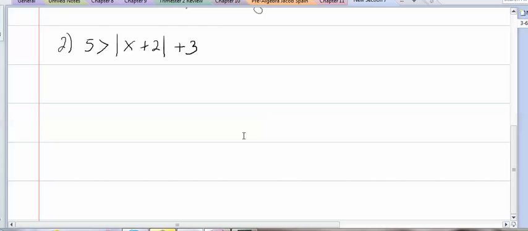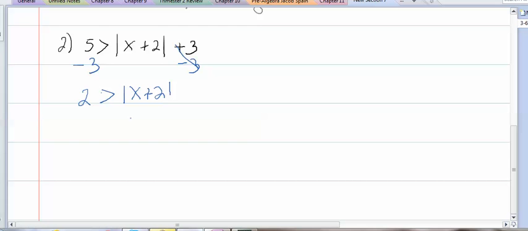Okay, number 2 is 5 is greater than the absolute value of x plus 2, plus 3. So just like when you're doing equations, you want to get the absolute value by itself. So I need to disconnect the 3 from this side of the inequality. I'm going to disconnect by doing the opposite. So now I have the absolute value of x plus 2 on this side still. I keep my sign for now. And I have positive 2.